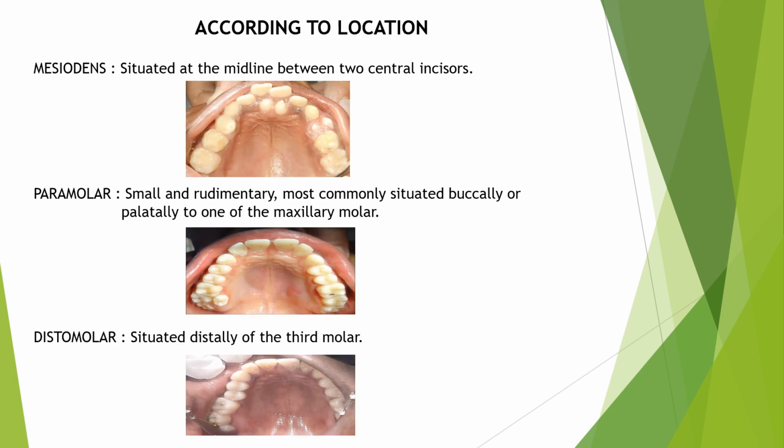Till now, we have discussed the types of supernumerary teeth according to the morphology. Now, let's see the types according to the location. They are mesodens, paramolar, and distomolar. Mesodens is situated at the midline between the two central incisors. Paramolars are small and rudimentary and most commonly situated buccally or palatally to one of the maxillary molars, and distomolar is situated distally of the third molar.